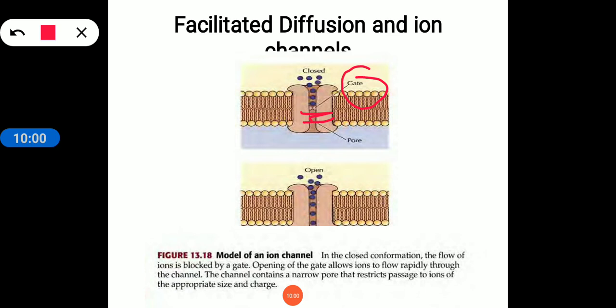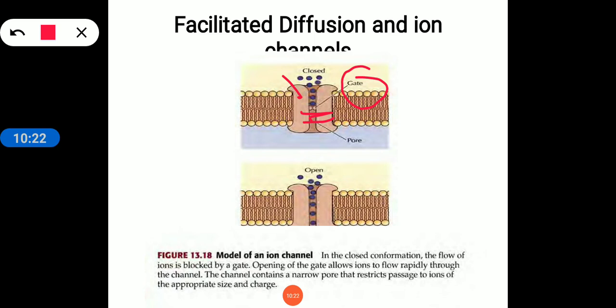And those stimuli can be, like, ligand gated ion channels. So what happens in ligand gated ion channels? What do you understand by ligand? हर receptor का एक ligand होता है ना. So in case of ligand gated ion channels, what happens is that when a ligand binds to this ion channel, तभी क्या होगा, this gate will open. These gates are gated by ligand.